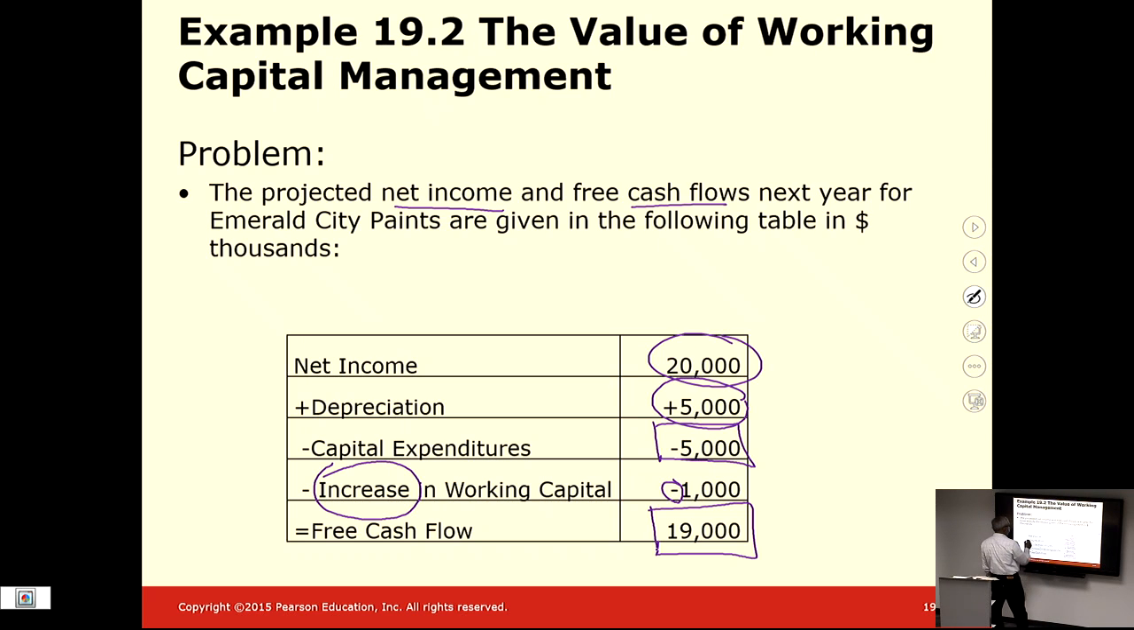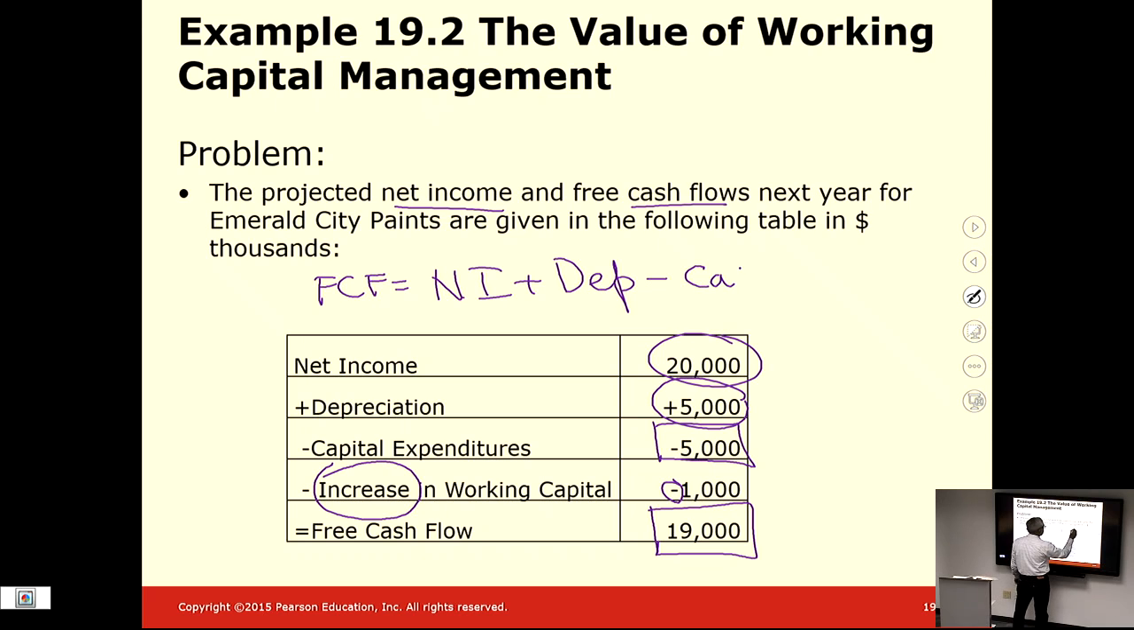my free cash flow. So the free cash flow formula is net income plus depreciation minus capital expenditure minus changes in net working capital. When the change in net working capital is positive, its impact is a negative cash flow. That's what we see here. So increases in net working capital are a negative cash flow. That gives us free cash flow of 19,000.